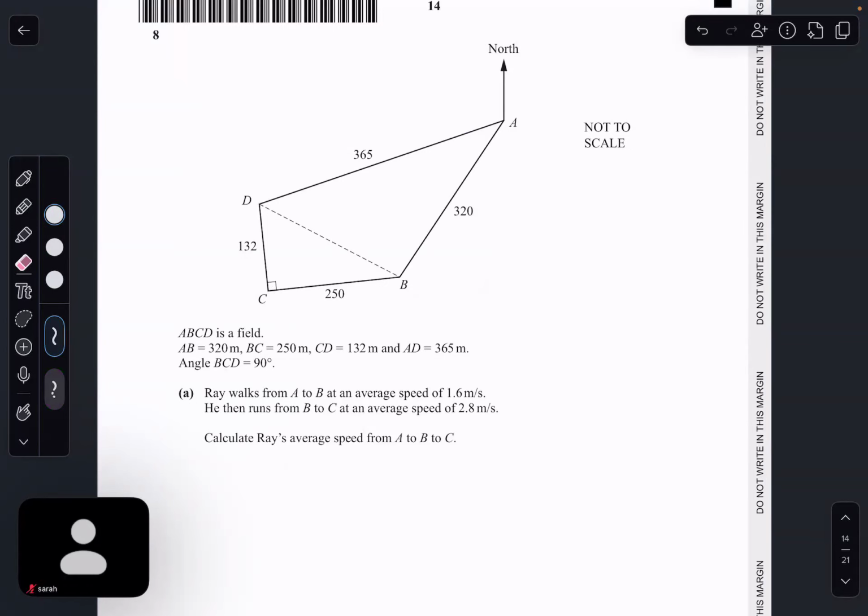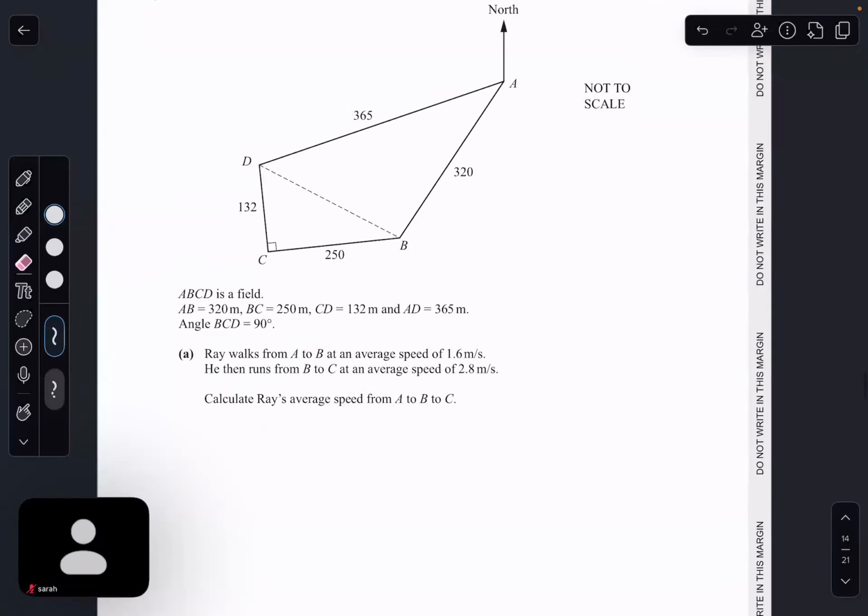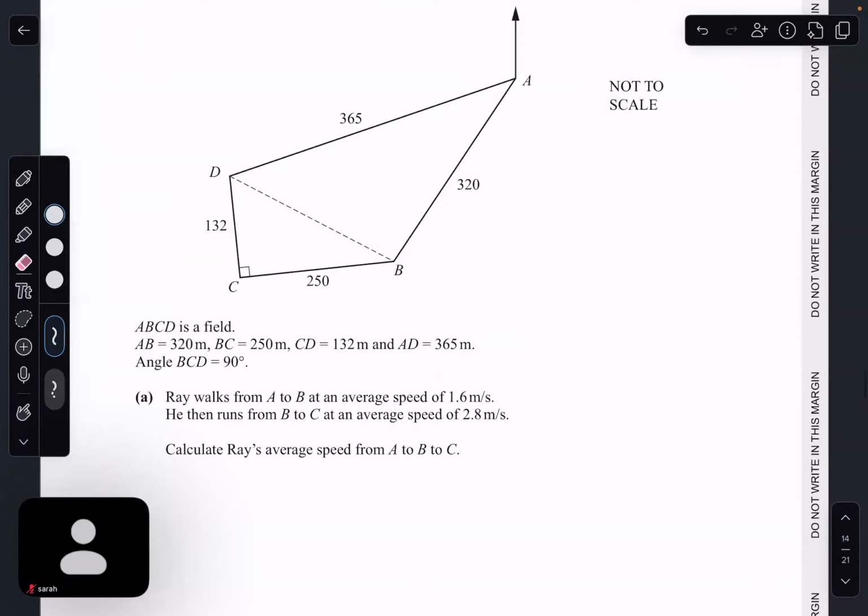AB is equal to 320 meters. CD is given, and all these lengths, and angle BCD is also given as 90 degrees. Ray walks from A to B at an average speed of 1.6 meter per second. So you label them on the diagram, and I told you people use a pencil. Use a pencil to label all this, so you don't have to read it again. Whatever is missing, that is Ray walking. He walks from A towards B at 1.6 meter per second.